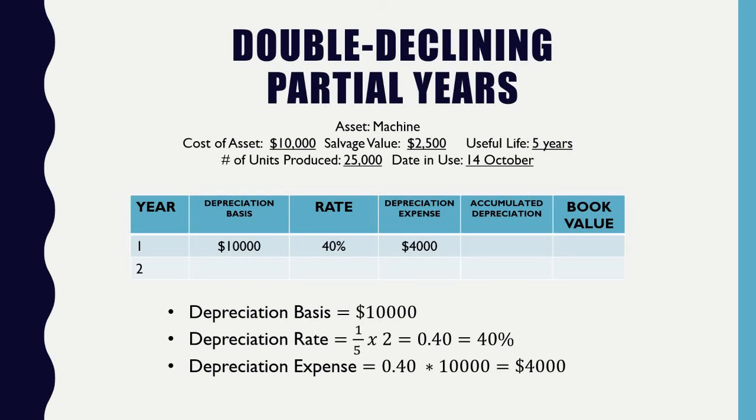Now, because we are on a time limit, this is for the very first year. But the very first year, we placed it in October. So therefore, we need to recalculate what my depreciation expense is, because this is for 1 full year. So now we have to take our $4,000, and how are we going to solve for only 3 out of the 12 months?